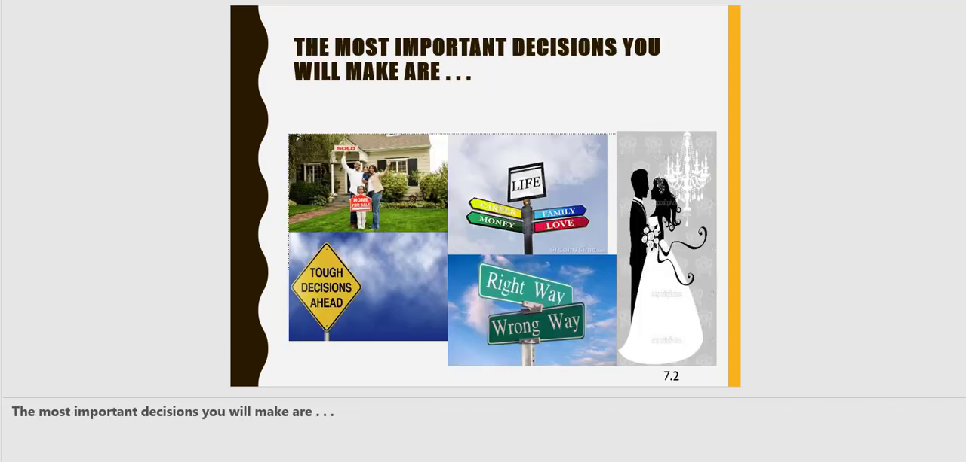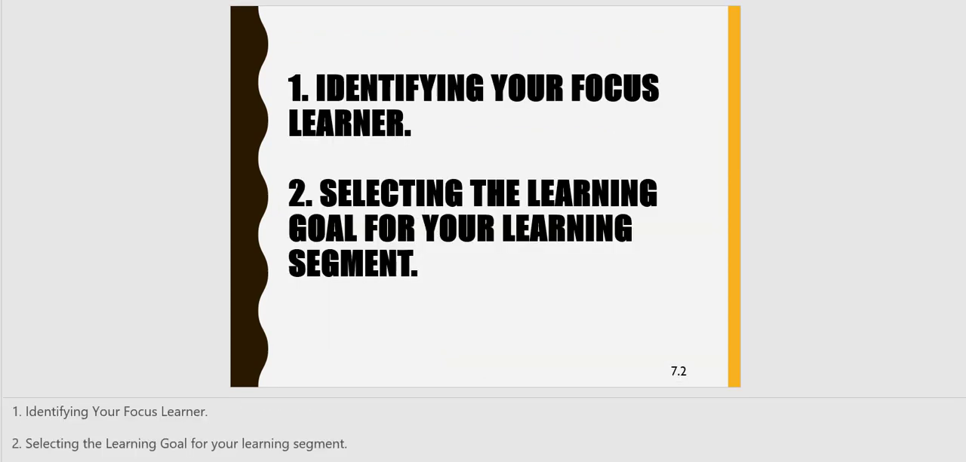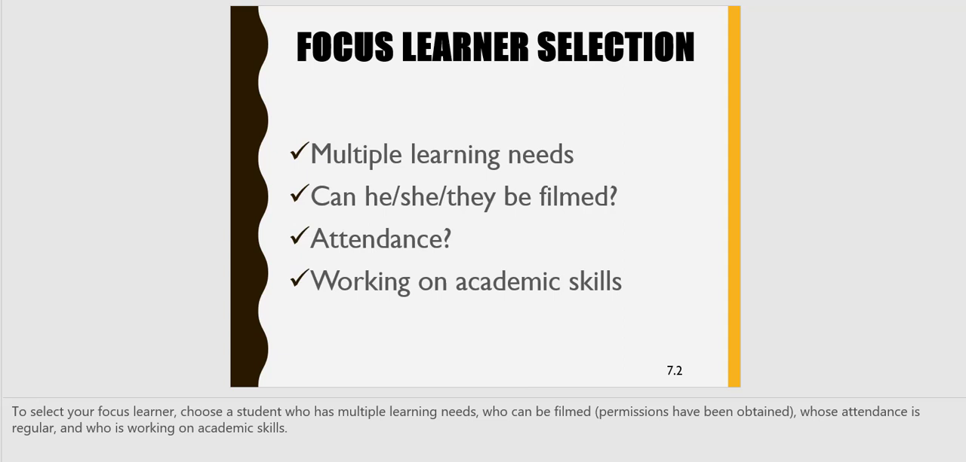The most important decisions that you will make for the edTPA are, number 1, identifying your focus learner, and number 2, selecting the learning goal for your learning segment. Your focus learner selection involves these critical decisions. Choose a student who has multiple learning needs, meaning they have an IEP. Choose a student for whom you can gain video permission. Can he, she, or they be filmed?